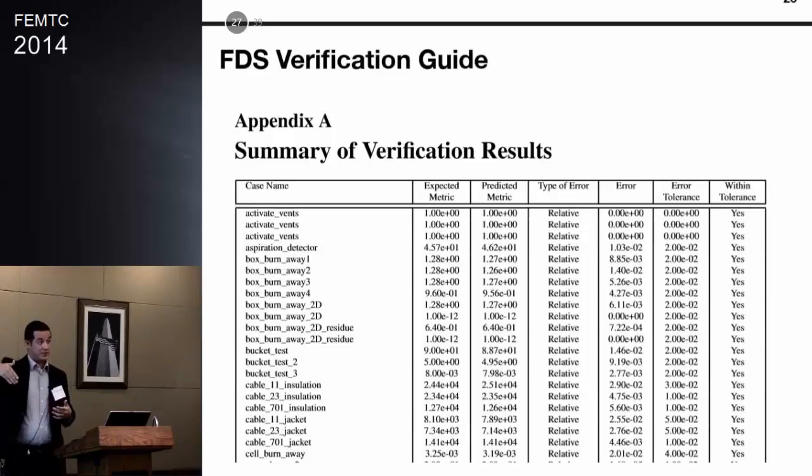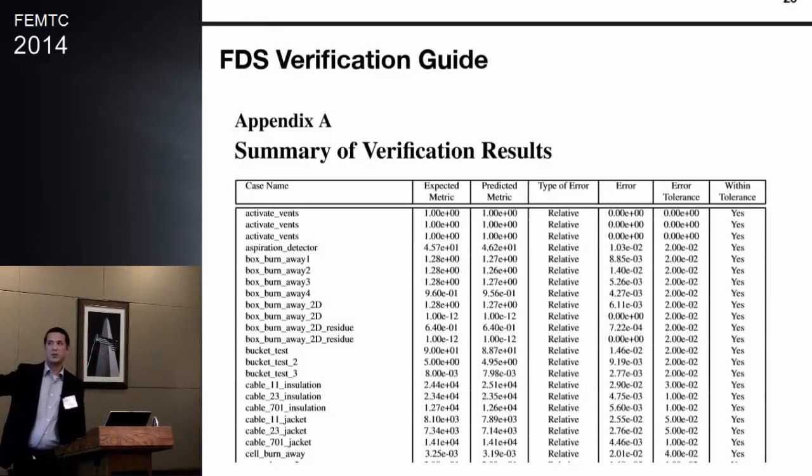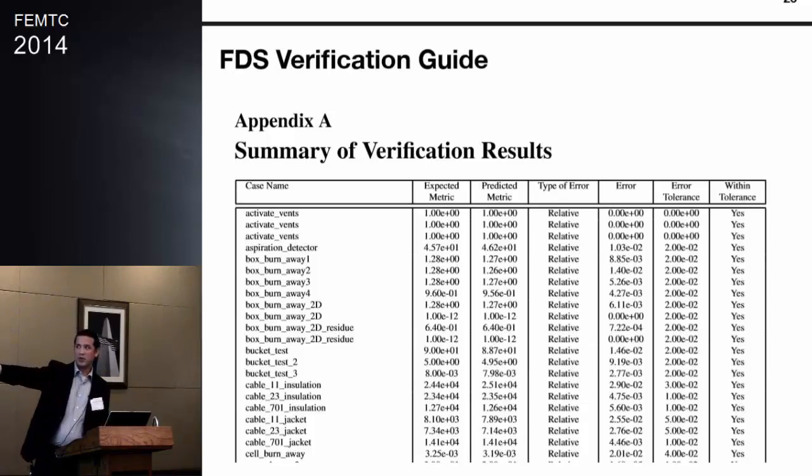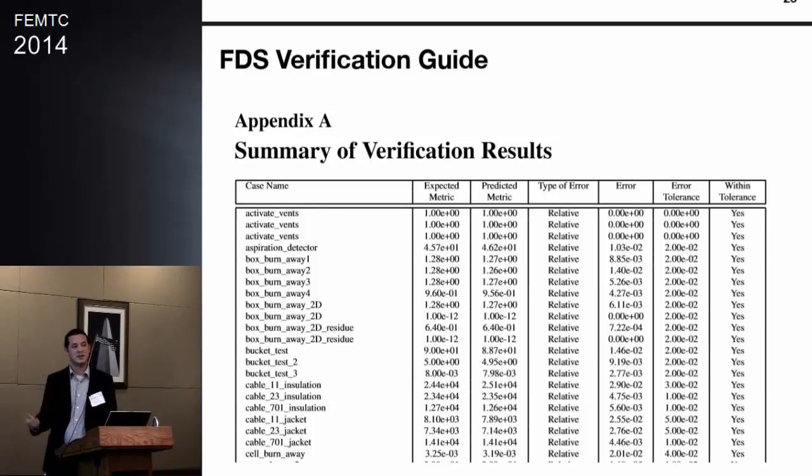In the back of the FDS verification guide, in Appendix A, there is a table called Summary of Verification Results. This is the result of those hundreds of verification cases, literally for that version. So as Firebot works every night, we'll choose one of those to release as a bundle. You can go to the back and see for all of these verification cases, here's the expected number, what FDS predicted, and if it's within tolerance. If it's not within tolerance, Firebot is angry. Firebot will let us know and we'll fix it.